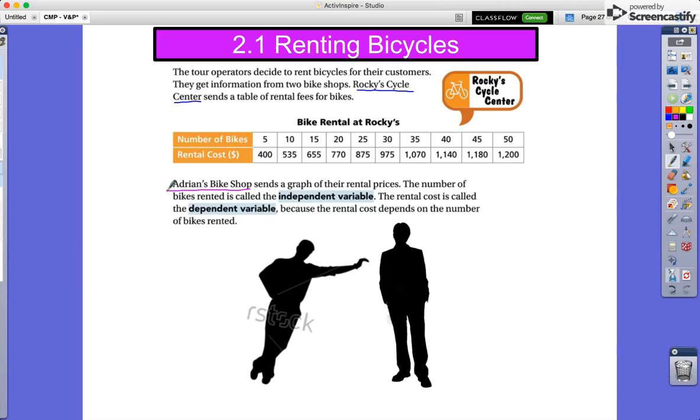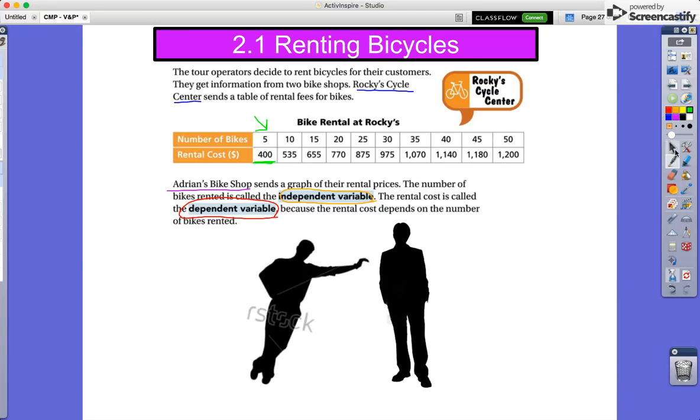The number of bikes rented is called the independent variable. The rental cost is called the dependent variable, because the rental cost depends on the number of bikes rented. So depending on how many bikes they decide to rent, that tells us how much it's going to cost.